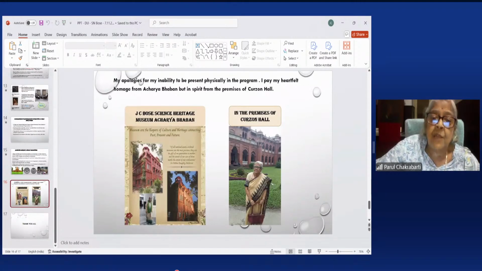My apologies for my inability to be present physically in the program. I pay my heartfelt homage from Acharya Bhavan, in spirit. But I am in spirit in the premises of Curzon Hall, which I visited years ago. On the left side is the Acharya Bhavan premises. Acharya Bhavan is being converted into a Science Heritage Museum now. And the premises of Curzon Hall, all of you know.